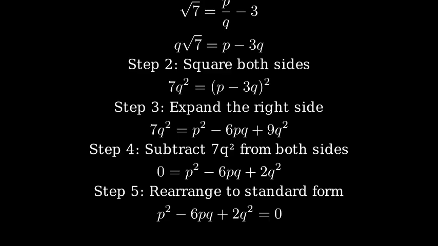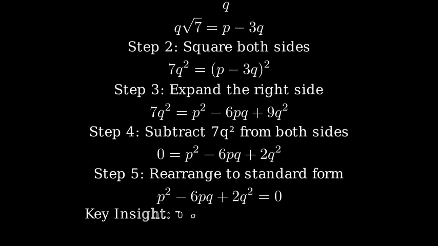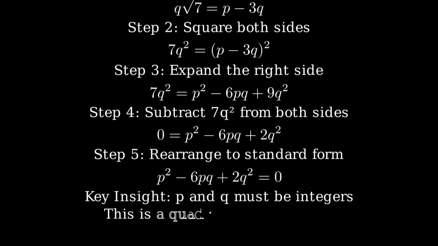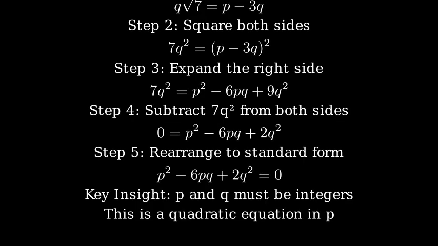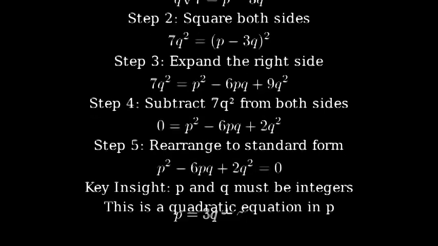Here's the key insight. This equation must have integer solutions for p and q if our original assumption was correct. However, this is a quadratic equation in p, and we can solve it using the quadratic formula. Using the quadratic formula, we get p equals 3q plus or minus q times the square root of 7. But this means p would be irrational unless q equals 0, which contradicts our assumption that q is not 0.